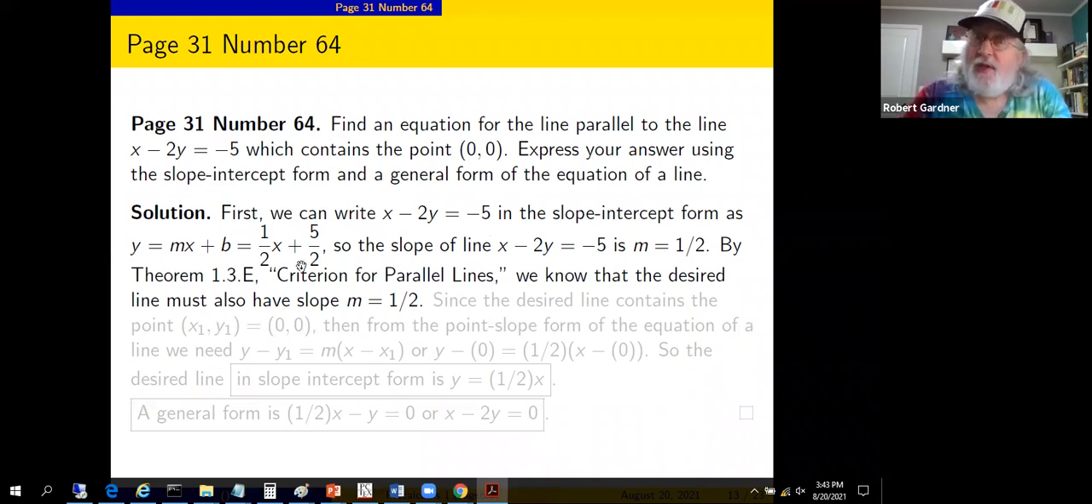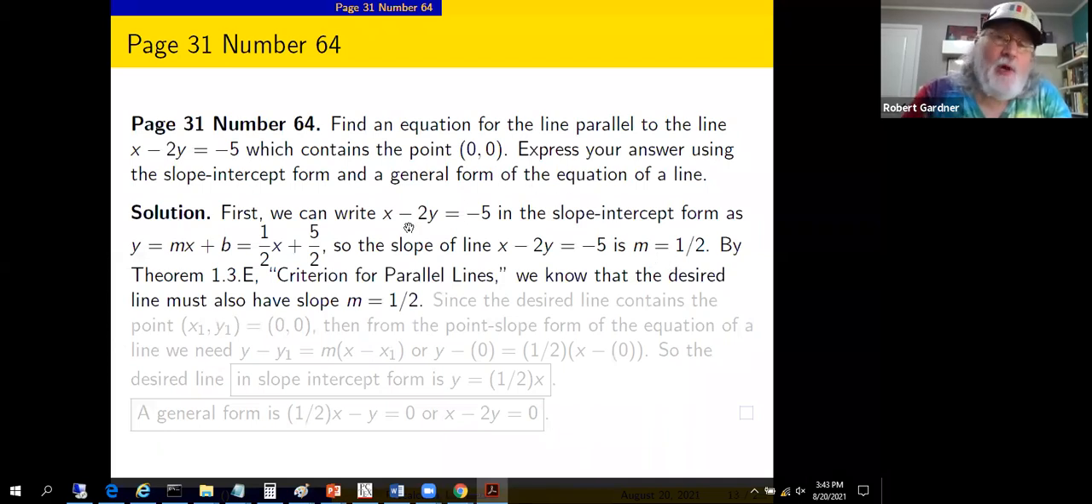Pause the video if you don't believe it, do the intermediate algebra steps. We'll get y equals 1/2 x plus 5/2. That's the mx plus b form of the line. So slope is the coefficient of x. Slope is 1/2. So this line has slope 1/2.